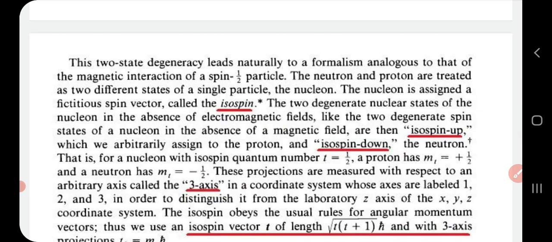Now, this two-state degeneracy actually leads to the formalism of magnetic interaction of spin half particle. That is, we know protons and neutrons are treated as two different states of a single particle and is called by the name nucleon. And this nucleon is assigned a spin vector. That spin vector assigned to the nucleon is called by the name isospin. Now, the two degenerate nuclear states of the nucleon in the absence of electromagnetic field are called isospin up. It is mainly assigned to proton, and the other one is isospin down, and it is normally assigned to neutron.